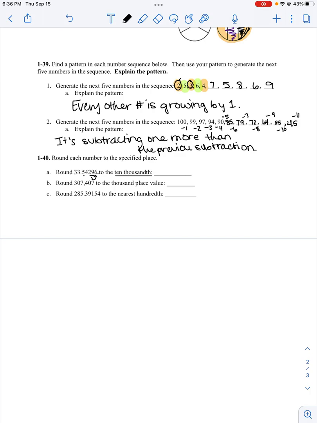9 up, when it goes up, is 10. So I have to carry that to the 2. So my rounded number becomes 33 with a decimal point, and then 5, 4, 3, 0, because this 9 would become a 10. So if I had 29, the next number would be 30, because I'd add a 10 to my thousandths place.